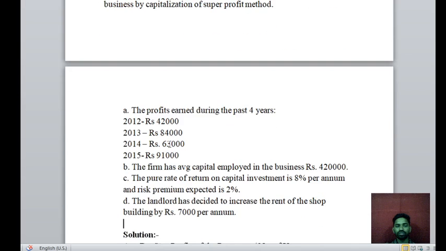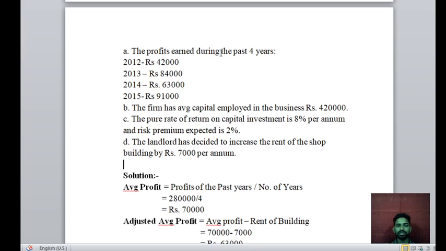Now the information is given. The profits earned during the past 4 years: for 2012 it's 42,000, for 2013 it's 84,000, for 2014 it's 63,000, for 2015 it's 91,000. Year-wise profit is given for the 4 years. Second, the firm has an average capital employed in the business of rupees 4,20,000.